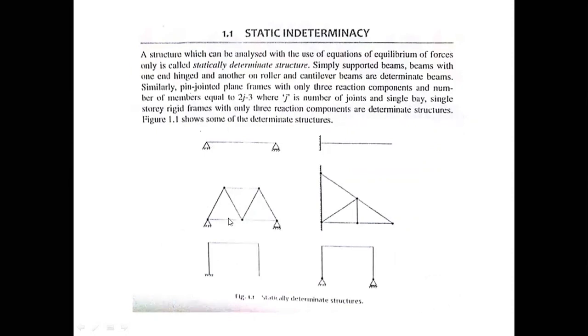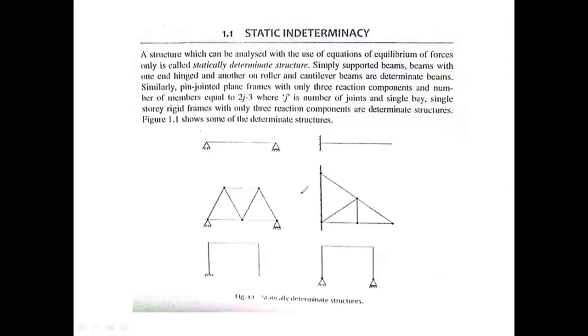And if we talk about internal also, the members are 1, 2, 3, 4, 5, 6, 7. So m is 7 and for joints, j is 1, 2, 3, 4, 5. So 2j is 10, 10 minus 3 is 7. So 7 minus 7 is equal to 0. It means this is an internally determinate structure also. Let me show you like this.